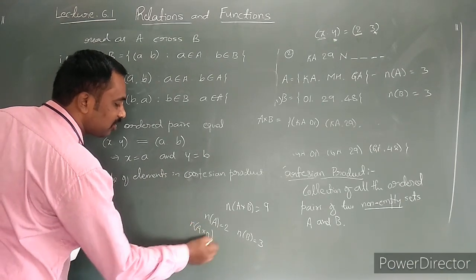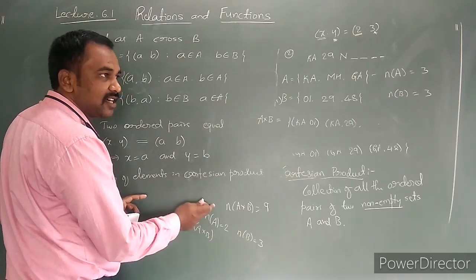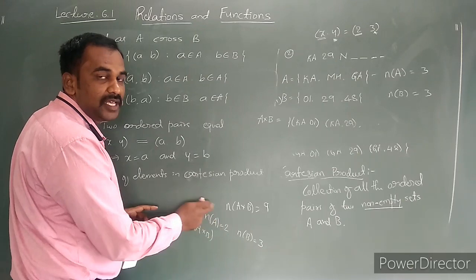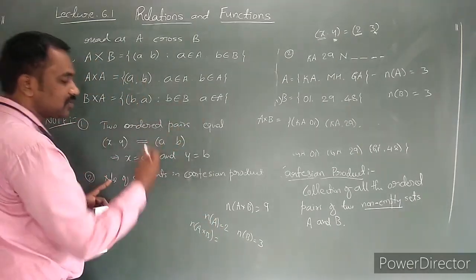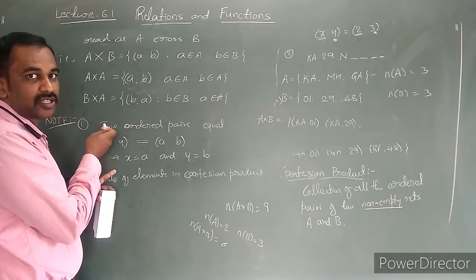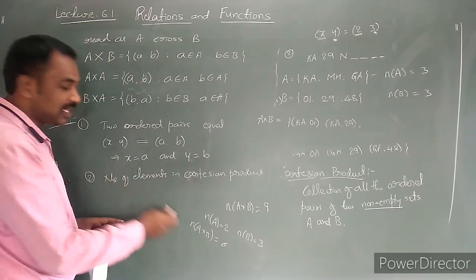What is n of A cross B? A, R, A, R, B, R, C, B, A, B, B, B, C. Totally how many elements? How many ordered pairs are in this part? That is 6. You can refer to the notes. It is already mentioned in the note, check it. I have got that 6 elements are present in A cross B.